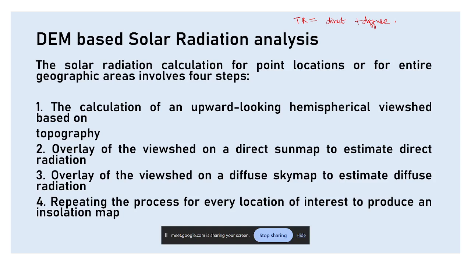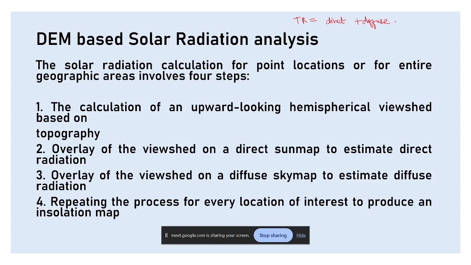So the solar radiation calculation for point locations, or for an entire geographic area, if you want to do that in GIS, Geographic Information System, involves these four steps that are listed here. First is the calculation of an upward looking hemispherical viewshed based on topography. Upward looking is basically facing the sky. I have an image in the next slide that will help you understand what I'm trying to say.